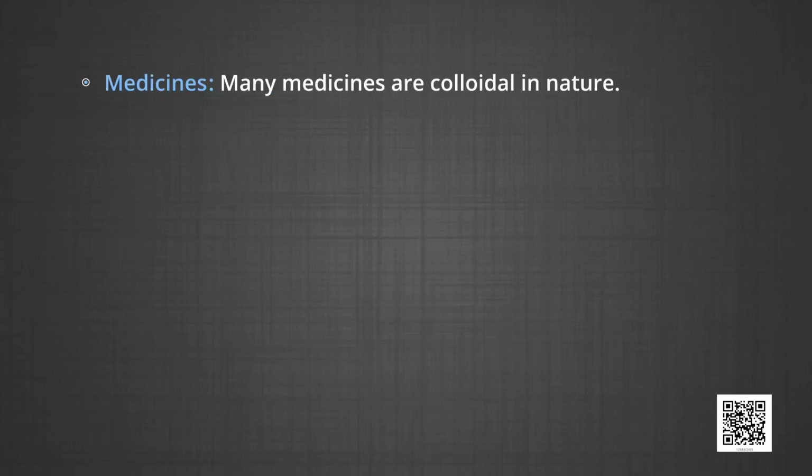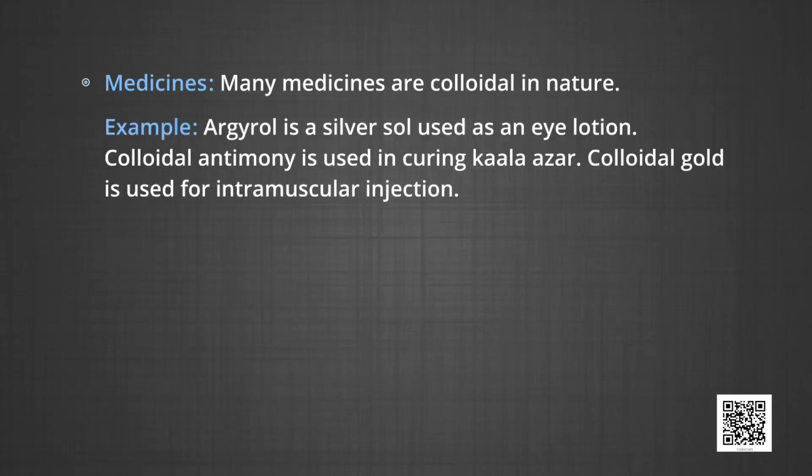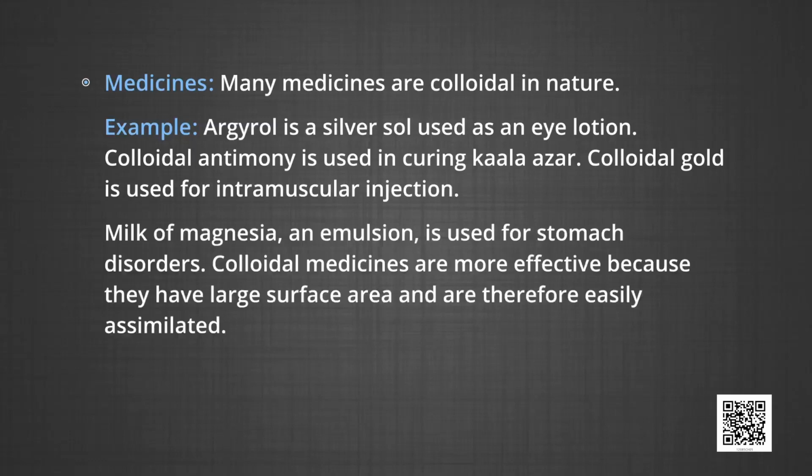Number 3, medicines. Many medicines are colloidal in nature. For example, argyrol is a silver salt used as an eye lotion. Colloidal antimony is used in curing the disease called Kala Azar. Colloidal gold is used for intramuscular injection. Milk of magnesia, an emulsion, is used for stomach disorders. Colloidal medicines are more effective because they have large surface area and are therefore easily assimilated.